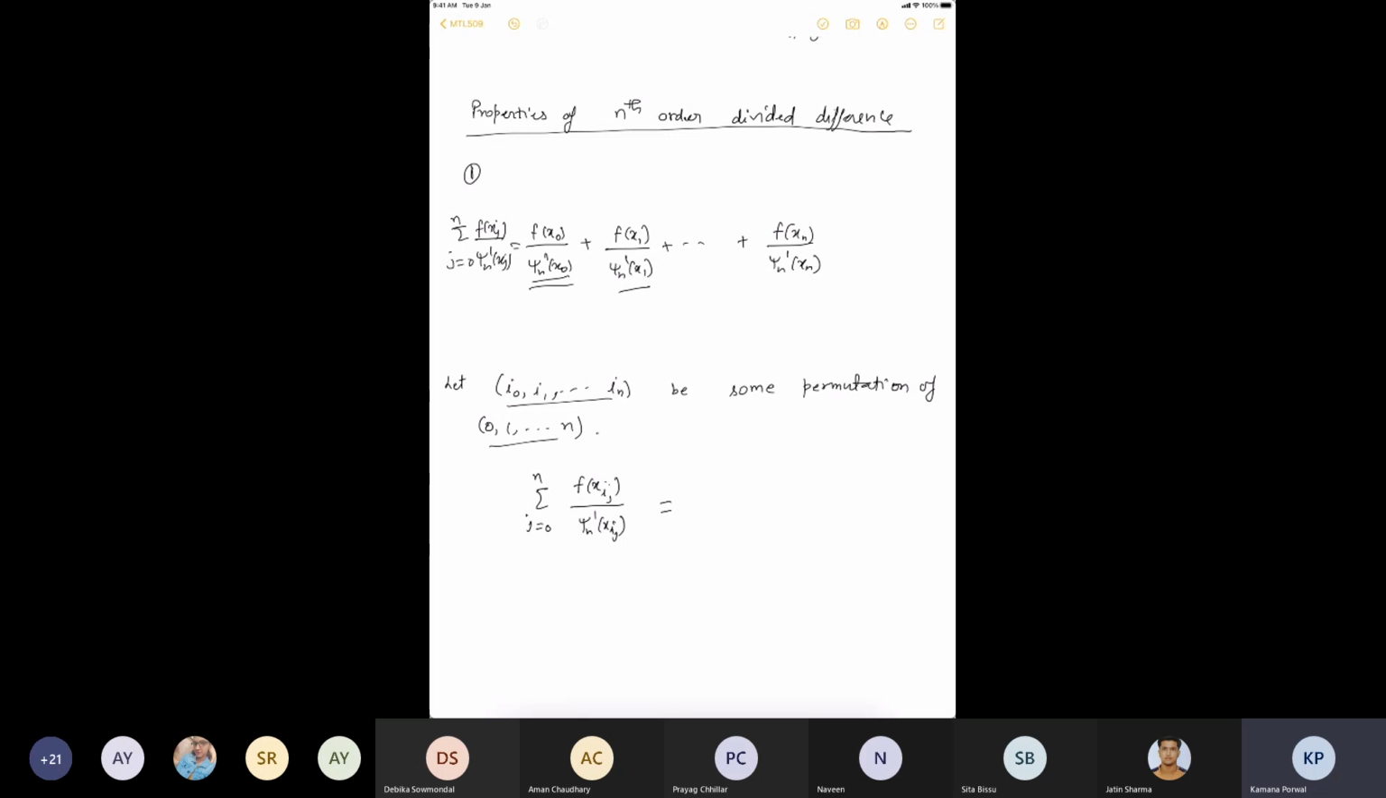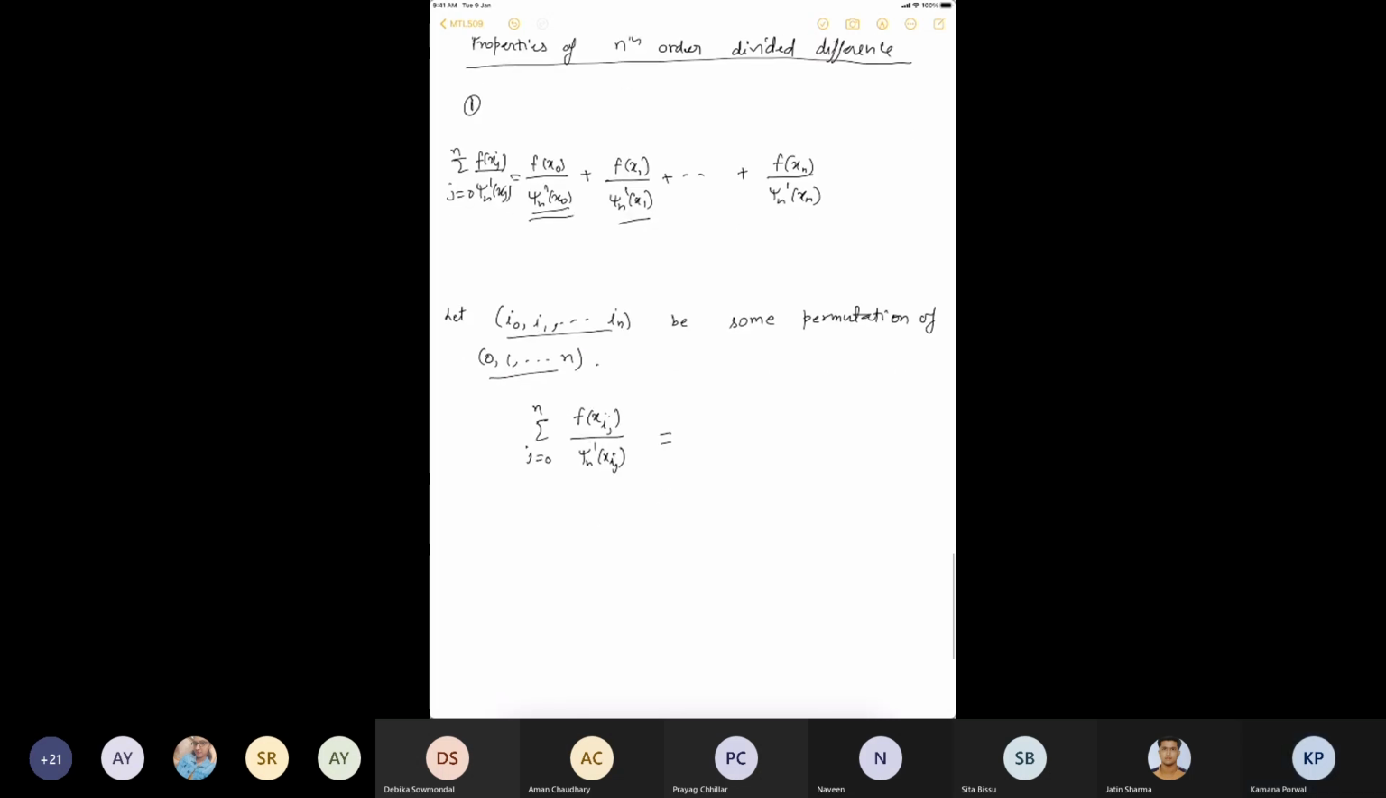So this is going to be the same as the sum of f of xj divided by phi prime of xj, j ranging from 0 up to n, right? So it doesn't matter in which order you sum the indices, whether you take this term as first and then sum the rest, or you take that term as first and then sum the rest. Whichever order you have, the summation is not going to change.